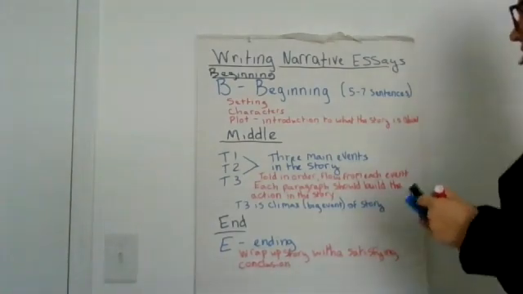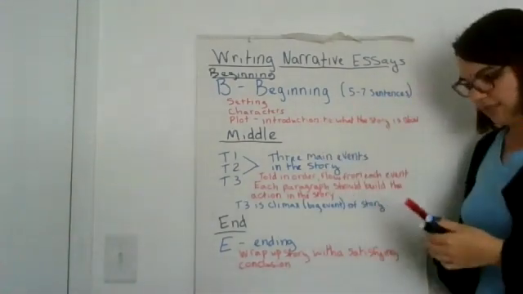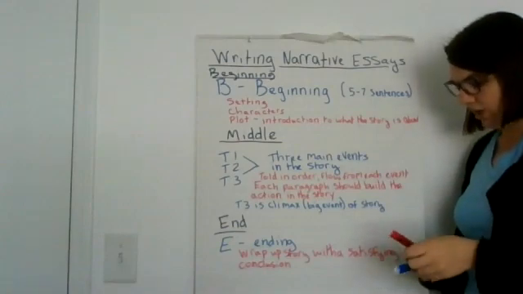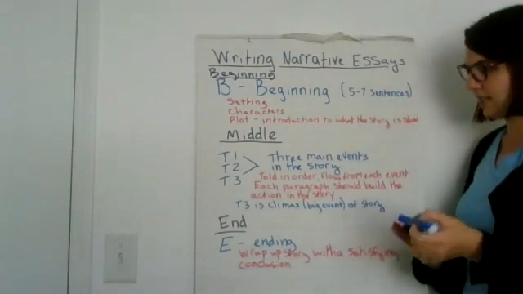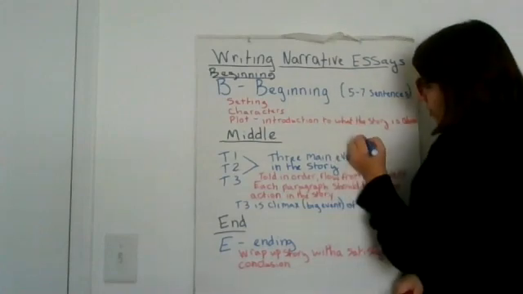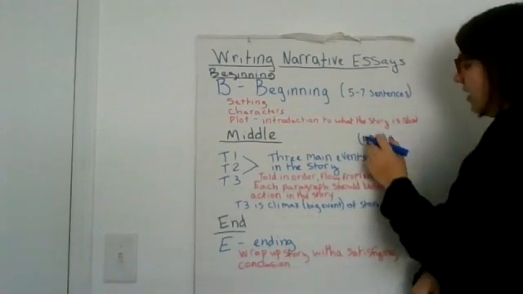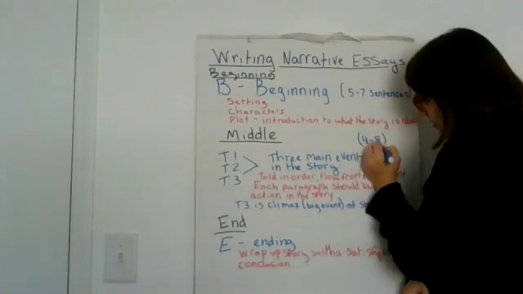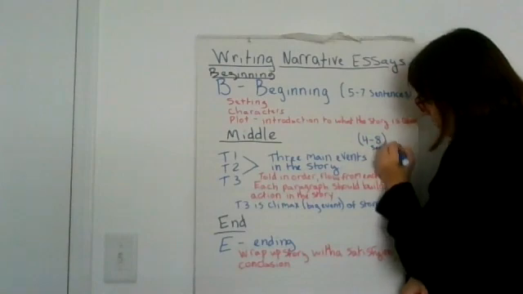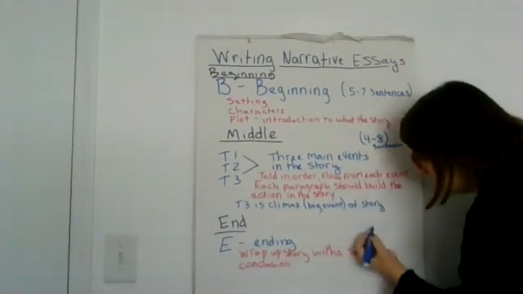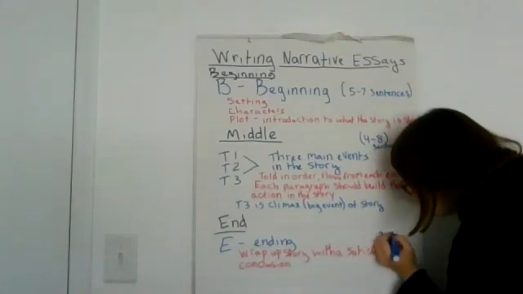Okay. Now, I said that the beginning needs to have 5 to 7 sentences. So for your middle paragraphs, we'll say you can range how many sentences it has from 4 to 8. Okay? So it's a pretty big range because some paragraphs might need to be a little shorter than others. 4 to 8 sentences. There. And then our ending, we'll say has 3 to 7 sentences.